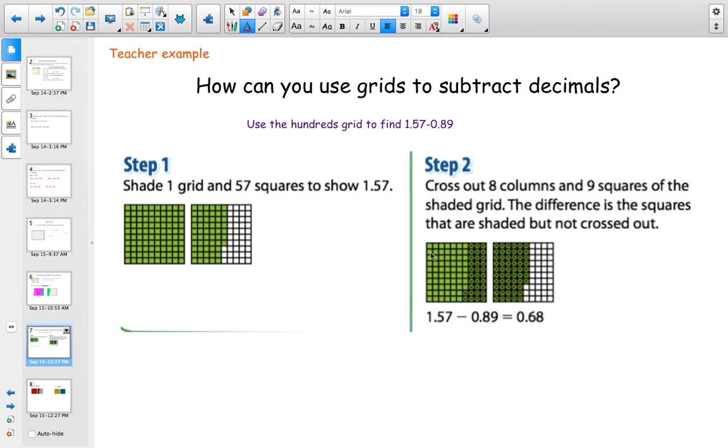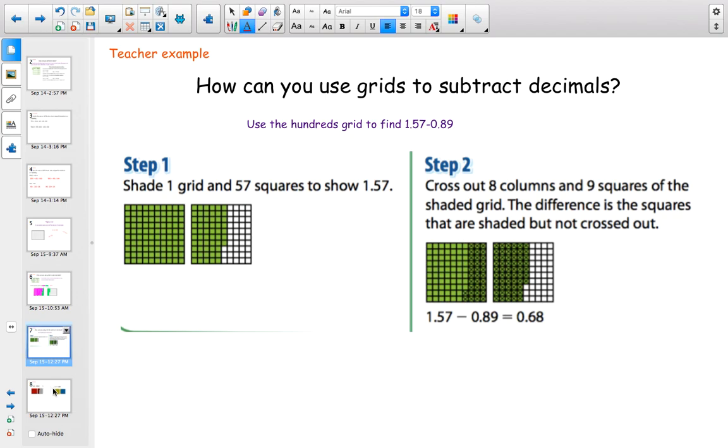So we would find our answer by counting all of these squares here that do not have X's in them. We could count by rows like we did before. 10, 20, 30, 40, 50, 60, and then I have 61, 62, 63, 64, 65, 66, 67, 68. So 68/100 would be my answer.